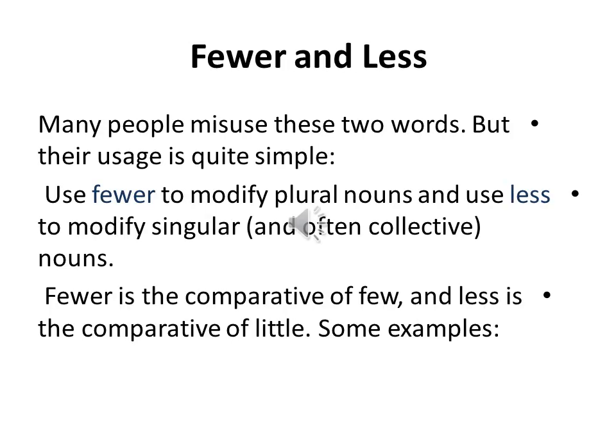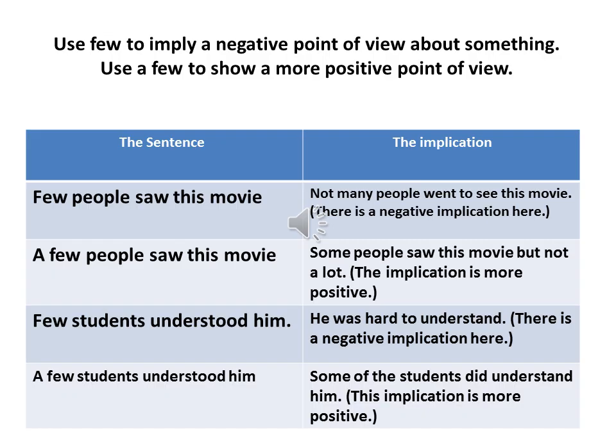Fewer and less. Many people misuse these two words, but their usage is quite simple. Use fewer to modify plural nouns, and use less to modify singular nouns, and often collective. Fewer is the comparative of few, and less is the comparative of little, and here are some examples. Use few to imply a negative point of view about something, and use a few to show a more positive point of view.